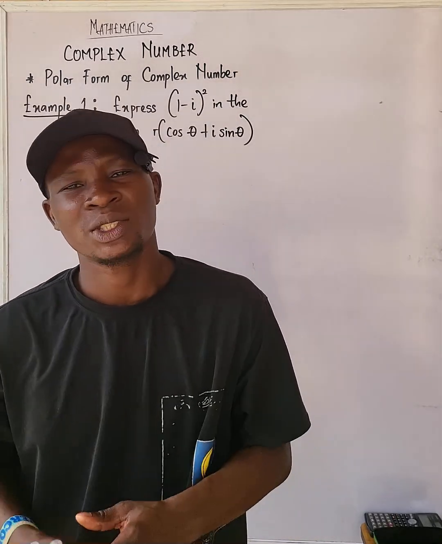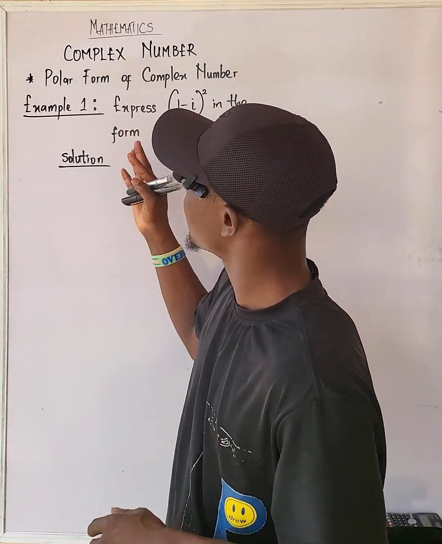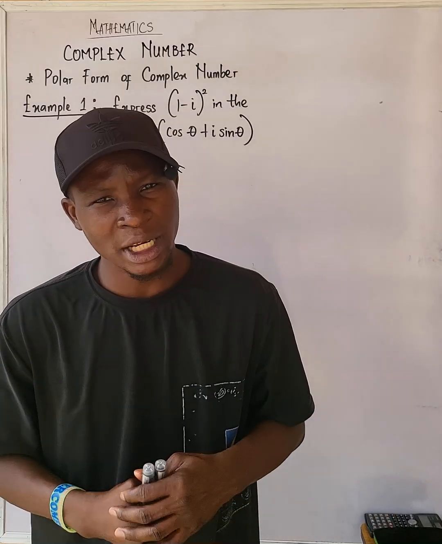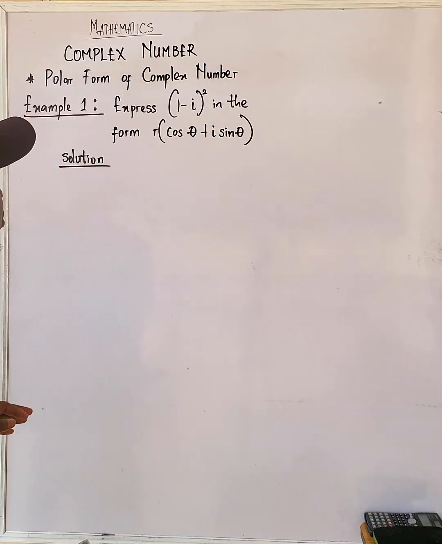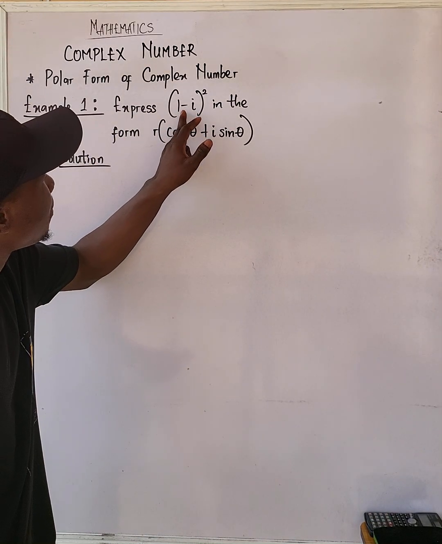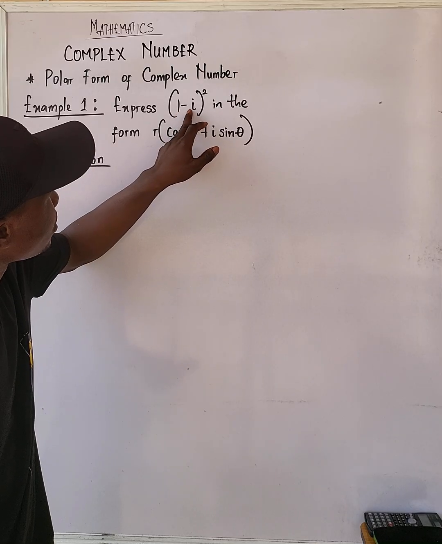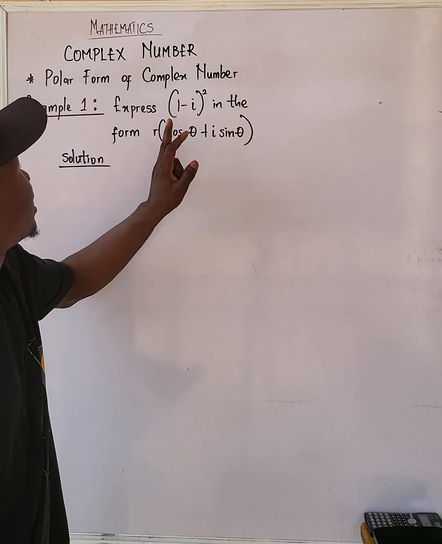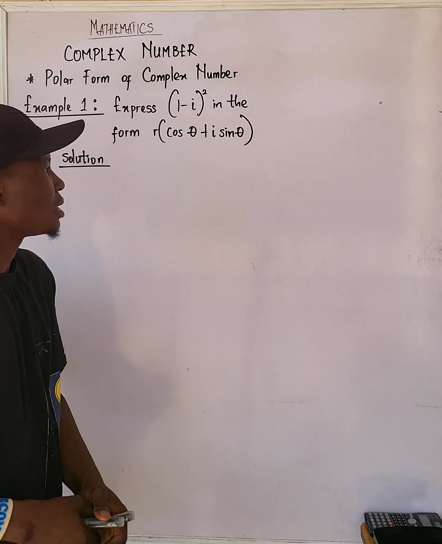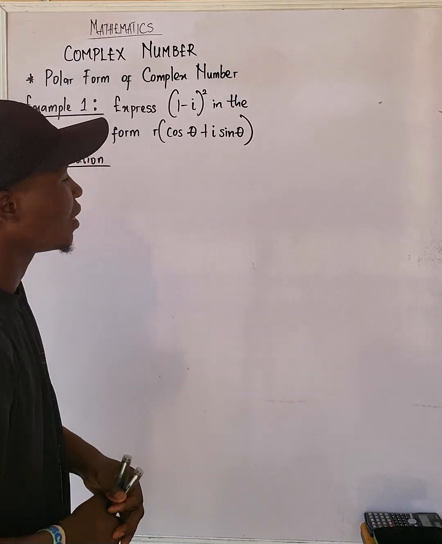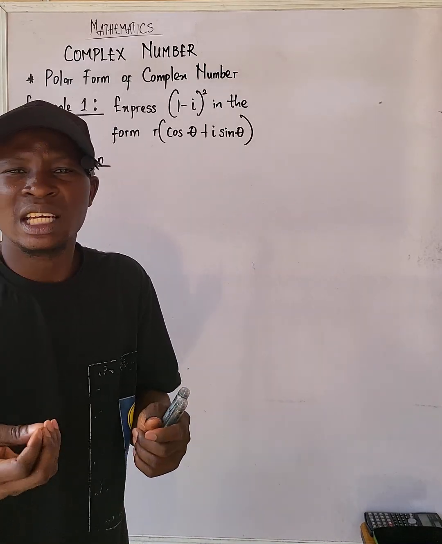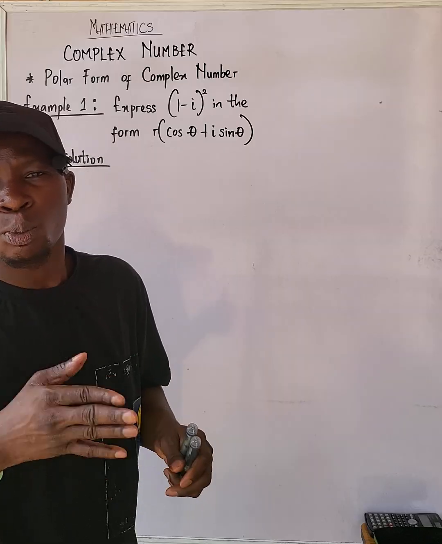Welcome back. Now, still on complex numbers. Let's solve this example under polar form of complex number. If you look at this example, we're given: express (1 minus i) all squared in the form r cos theta plus i sin theta. It means we are given the Cartesian form and we are told to convert to polar form.